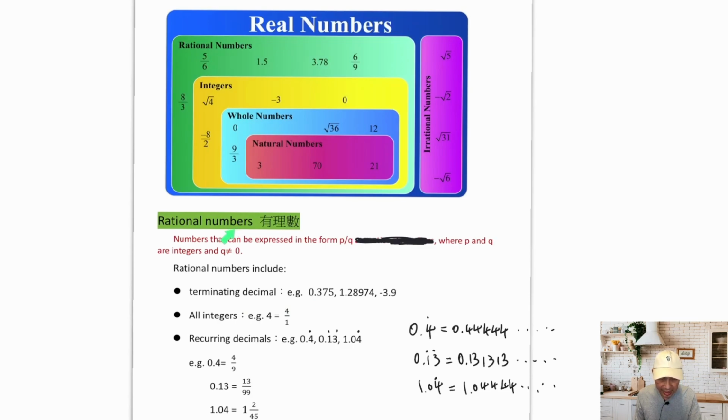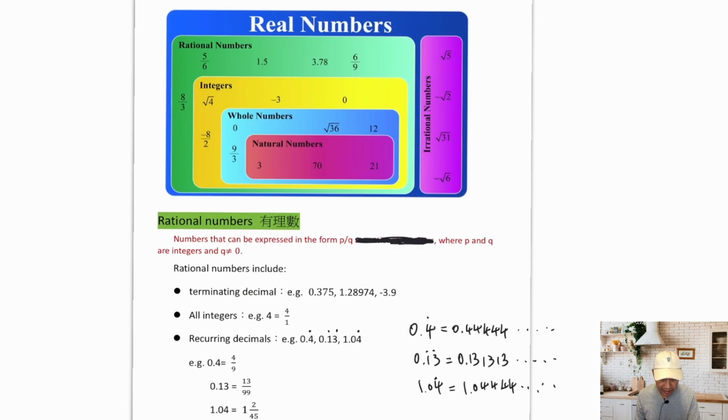Let's move to the larger set of numbers, rational numbers. Rational numbers are defined as numbers that can be expressed in the form p over q, where p and q are integers and q is not equal to 0. In this context, rational numbers include 3 types of numbers.